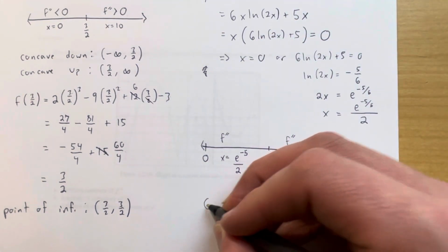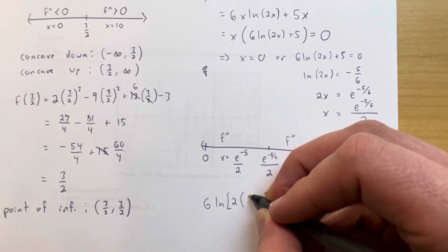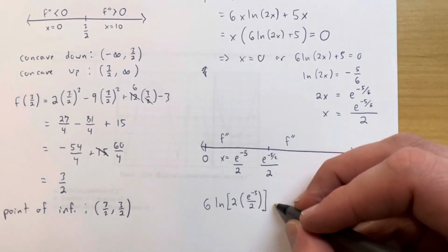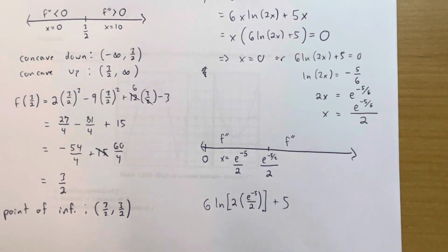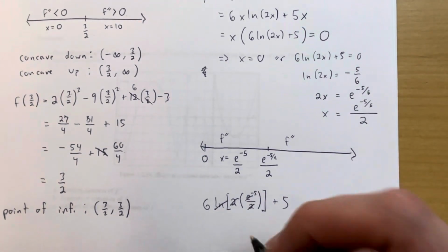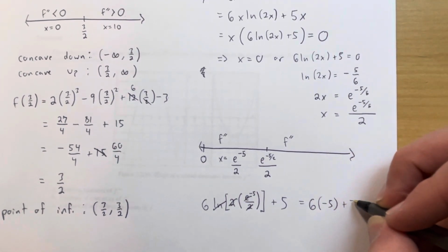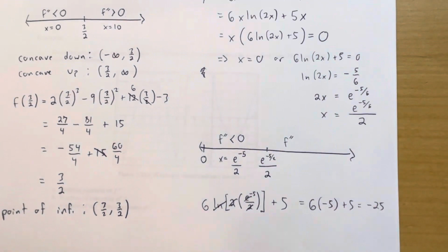Well, I can do the work down here. 6 times the natural log of 2 times e to the negative 5th power over 2, plus 5. That's what I have in parentheses here after I plug this value in for x. Okay, now the 2's in here are going to cancel, and now I'm left with the natural log of e to the negative 5th. Remember, natural logs cancel those e's, and that leaves me with just negative 5. So this becomes 6 times negative 5 plus 5, which is negative 25. We got a negative value there.